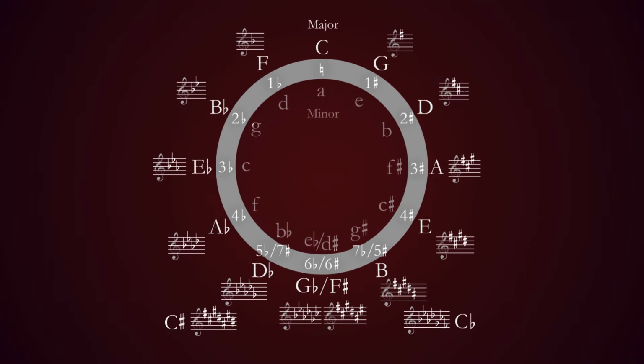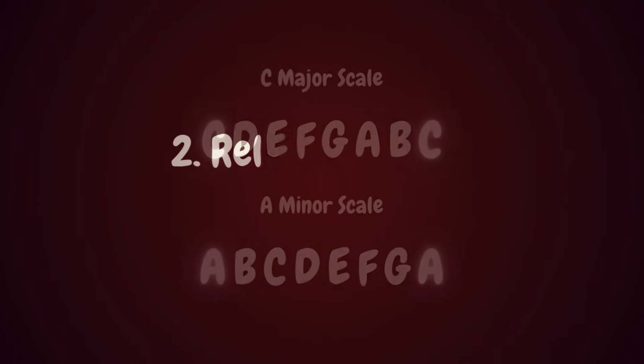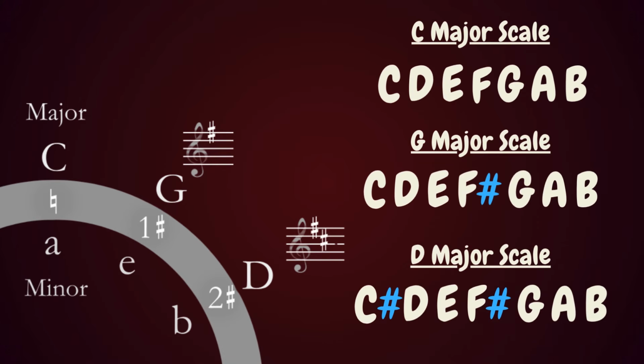Each major key also has a relative minor inside the circle. A major pairs with F sharp minor, C major with A minor. They share the exact same notes, just a different starting point. The circle also shows how keys relate. Neighboring keys share almost every note, so moving between them creates smooth, natural modulations.